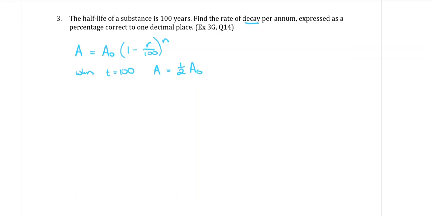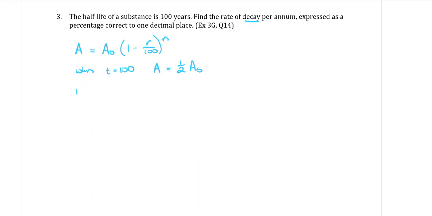If I put those two things into my equation, the A becomes half of A0 equals A0, 1 minus r over 100. I'm trying to find out what the r is. I shouldn't have used t, sorry, it's n, for the number of years, so it's to the power of 100. Now the cool thing is, if you have an A0 that is multiplied to each side of the equation, they can cancel out. So that disappears altogether, and we just have the half left on the left-hand side of the equation.